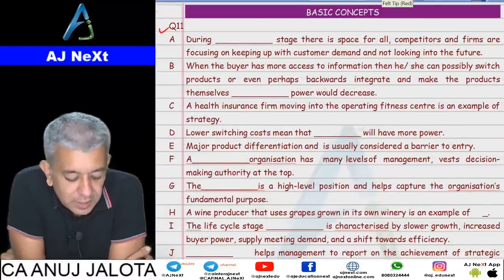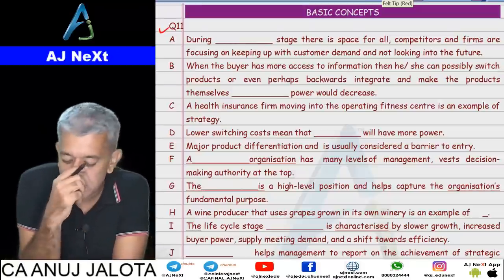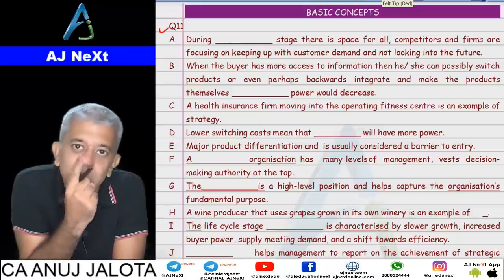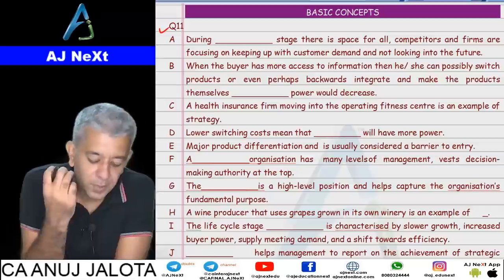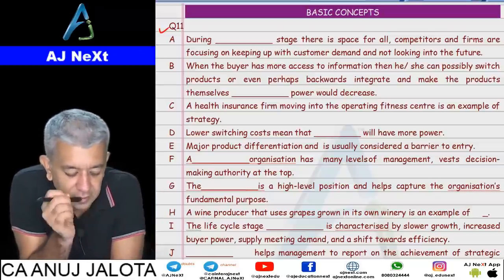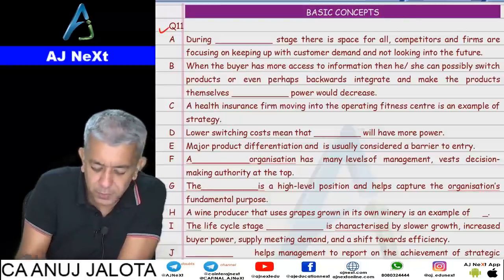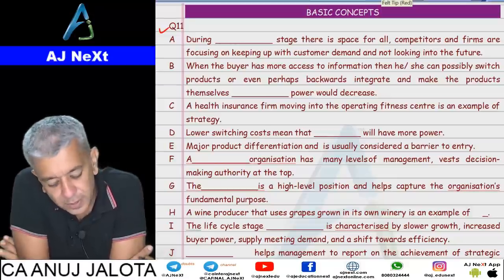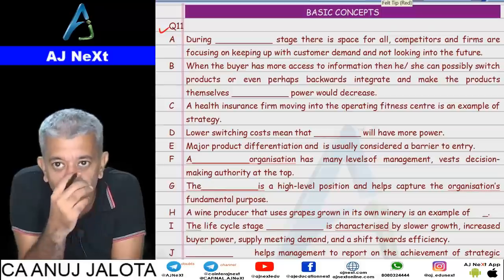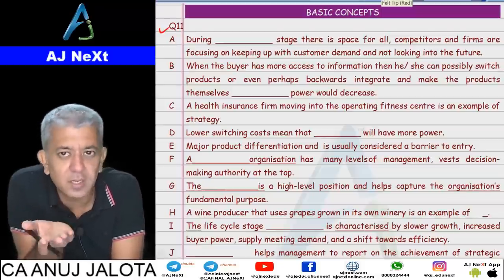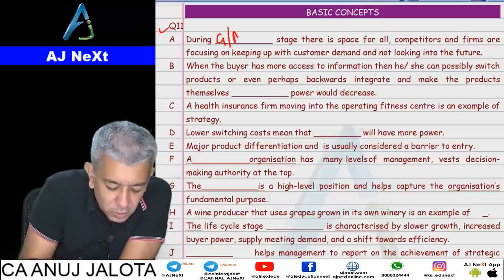Question 11. During dash stage, there is space for all competitors and firms are focusing to keep up with the customer's demand and not looking into the future. If it is about the stage, then there is introduction stage, growth stage, maturity stage, and declining stage. I think the answer cannot be introduction stage or declining stage, because in the declining stage the product's demand does not come, so customer demand is obviously not a priority. Companies only worry about how to fulfill customer demand. In the introduction stage there is not much demand since the product is new. In the declining stage there is no demand because the product is fading out. So the answer should be either growth stage or maturity stage.